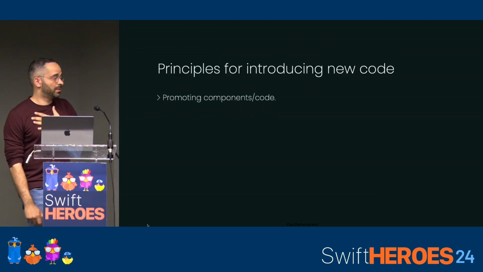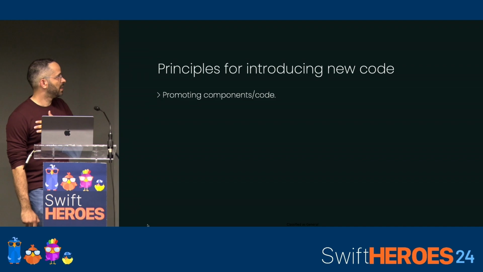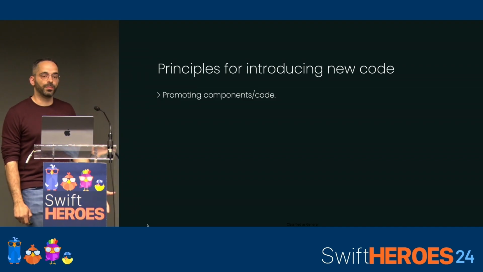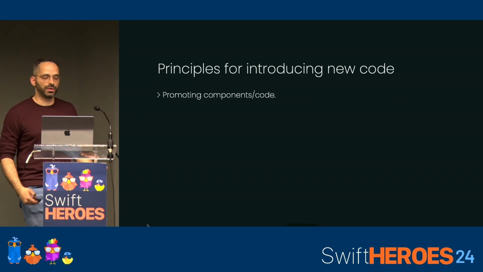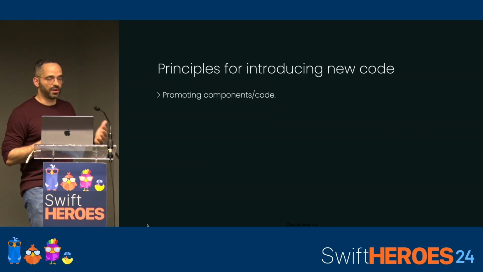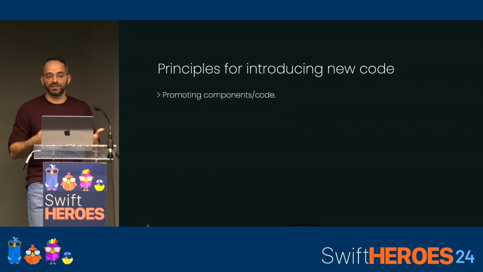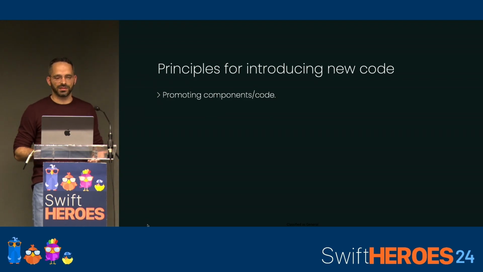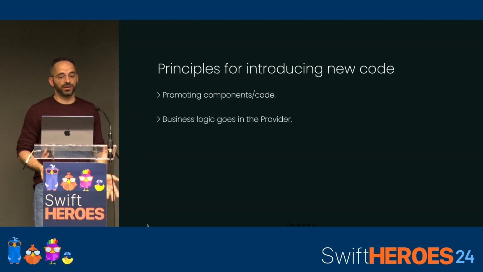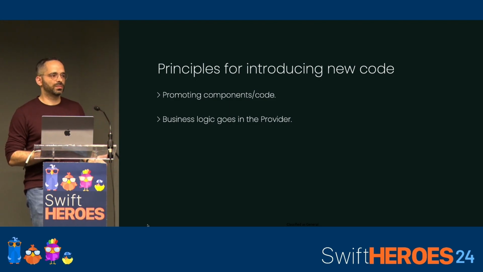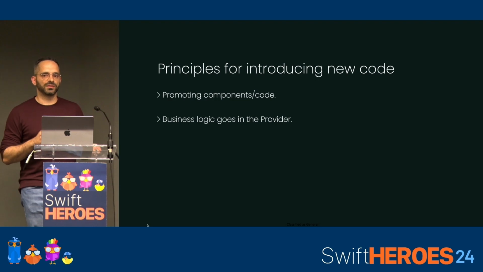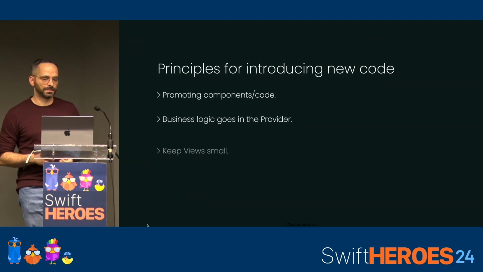So, the principle for introducing new code: we use the concept of promoting code. Every time you introduce new code, even though you think this can be used by other people, we tell developers that it should have the most restrictive access modifier. So for example, be internal at first, and then if it's necessary, we promote it. Business logic goes mostly in the provider, because it has to be reused by different modules, but some business logic also goes into the view model.